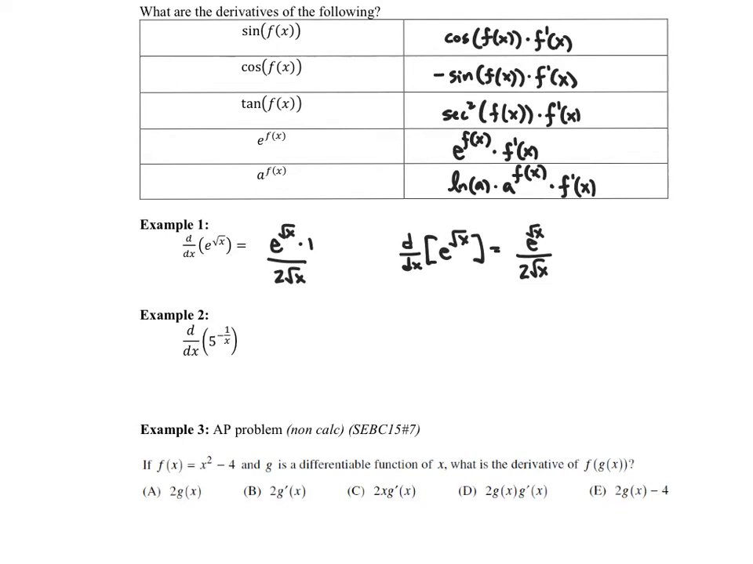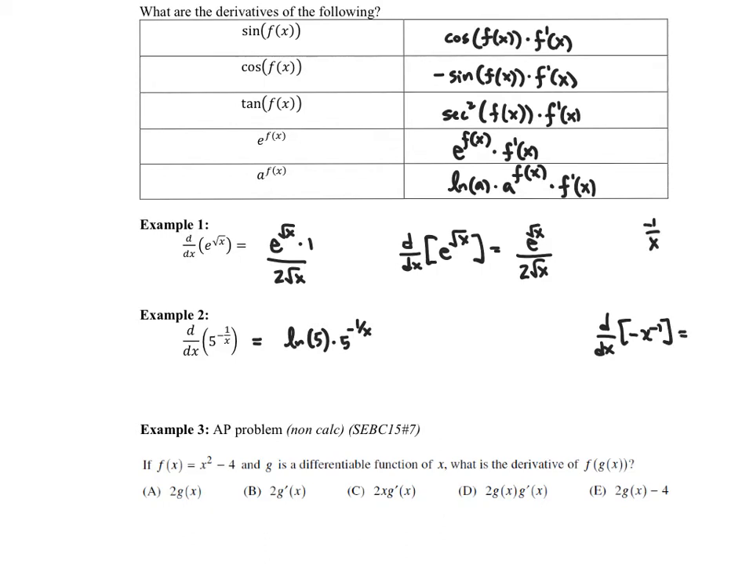Okay, how about the derivative of 5 to the negative 1 over x? Well, that will be the natural log of 5 times 5 to the negative 1 over x times the derivative of negative 1 over x. So let's work that over here. I'm going to write that as negative x to the negative first. All right, that's equivalent to negative 1 over x.